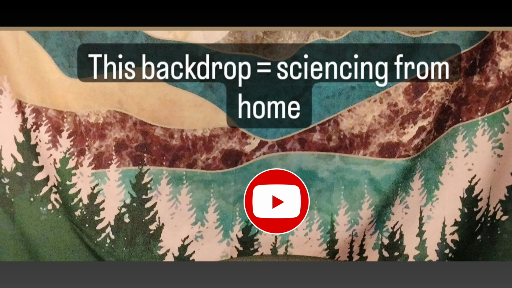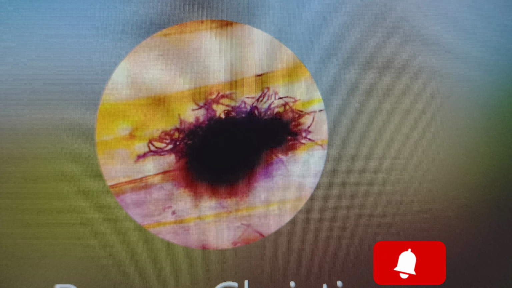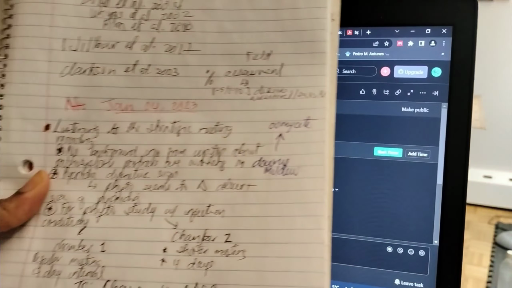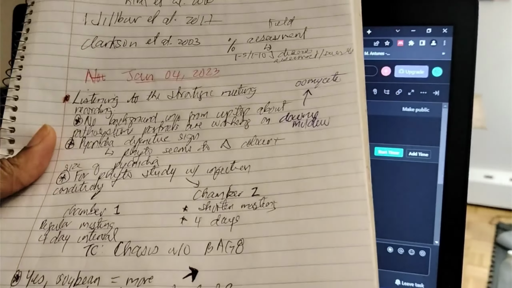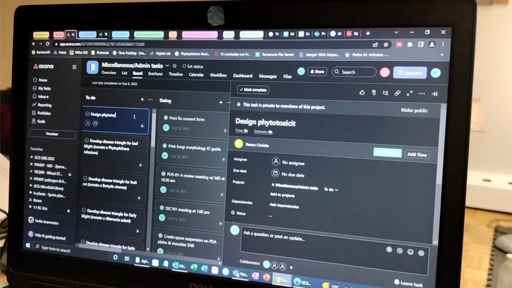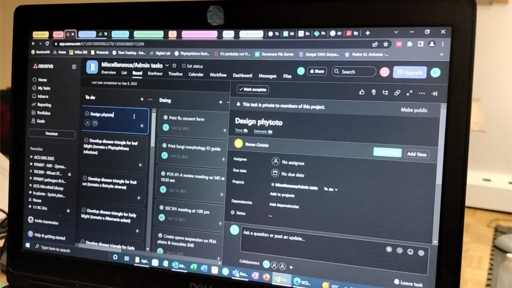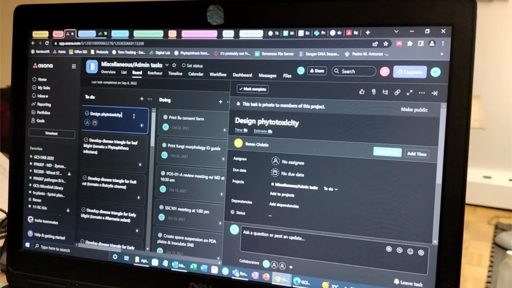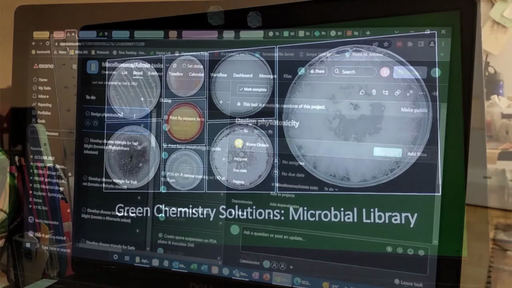Januaries are usually slow at work, so I'm currently working from home. I think I've been doing that since the start of January, and today is the 13th. And I'm going into the lab next week. So, what I'm doing is I'm using Asana to set up my tasks for next week.